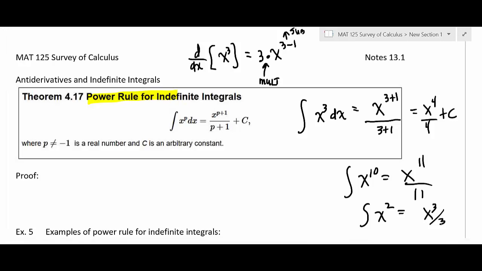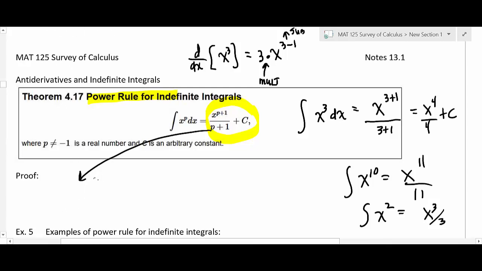Now let me show you that this is right. Anytime you want to find out that you're right on an integral, you just take the derivative of the answer. So you want to write this down. What we're going to do is the derivative of the answer.